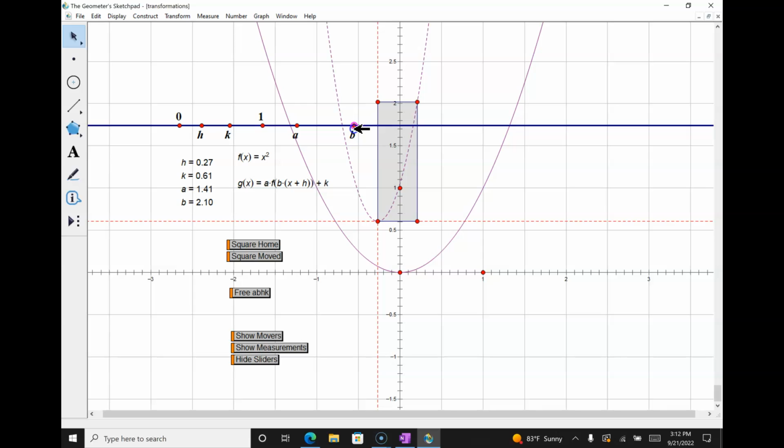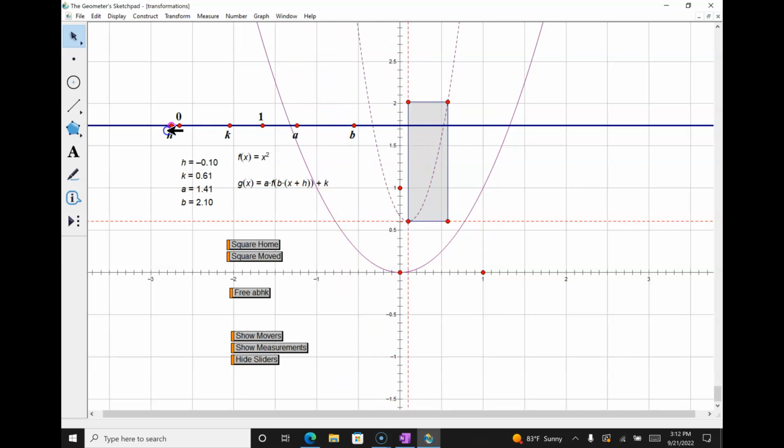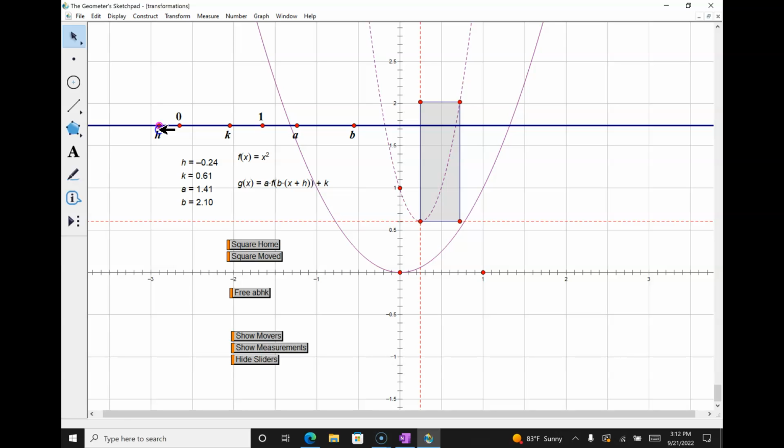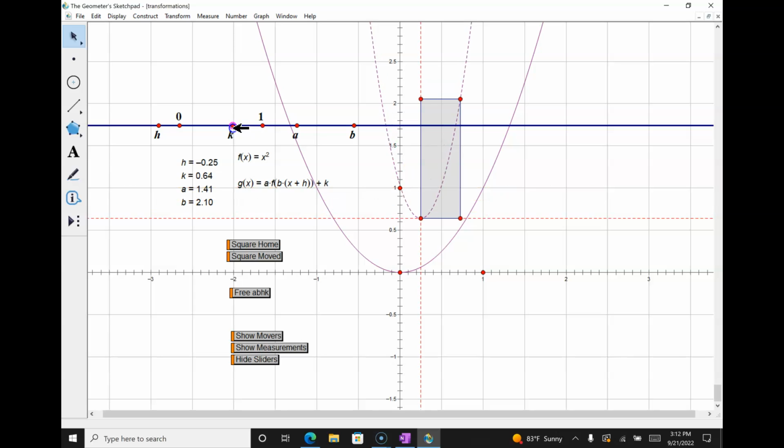I haven't figured it out on Desmos yet. And if I move H to the right, it moves my square to the left. H is the horizontal shift. If I move my H left, it moves the box right. And then K will just move the box up or down. But the idea is that if I can move the square, I know where the function moves.